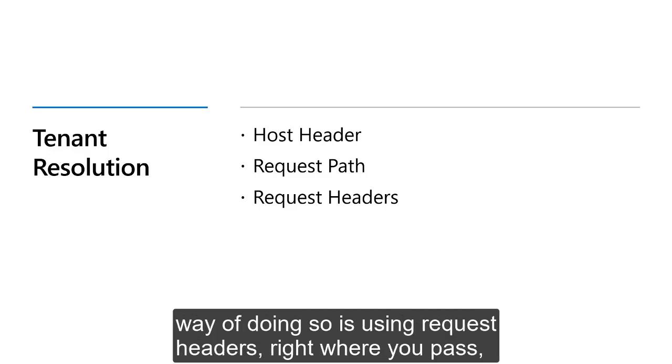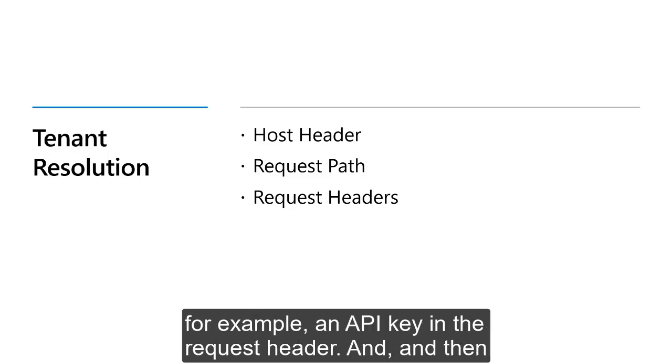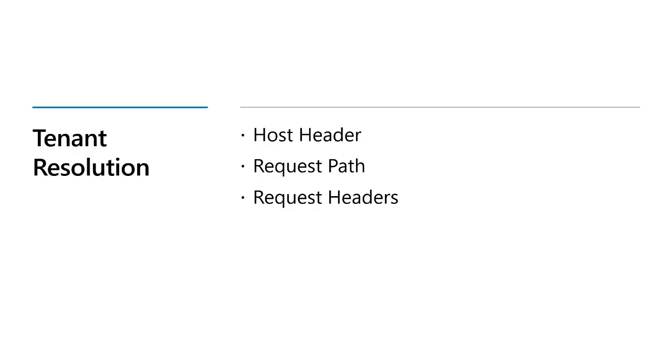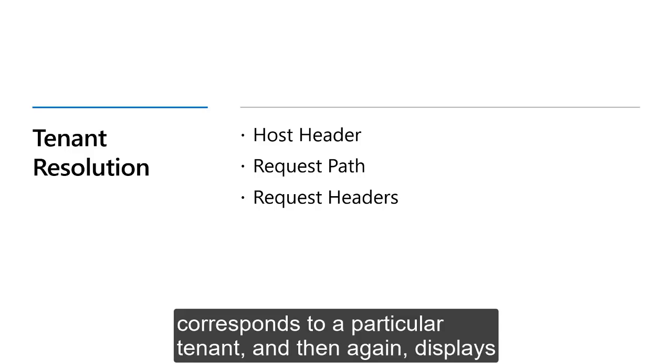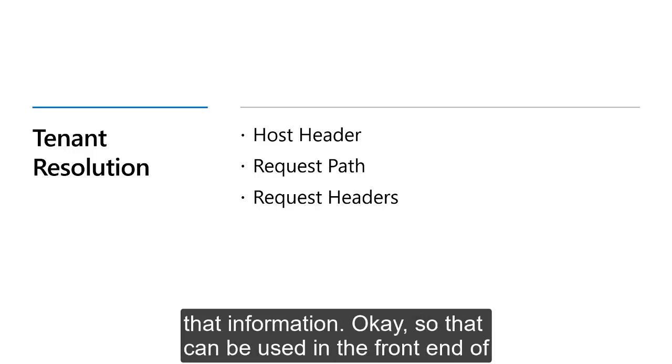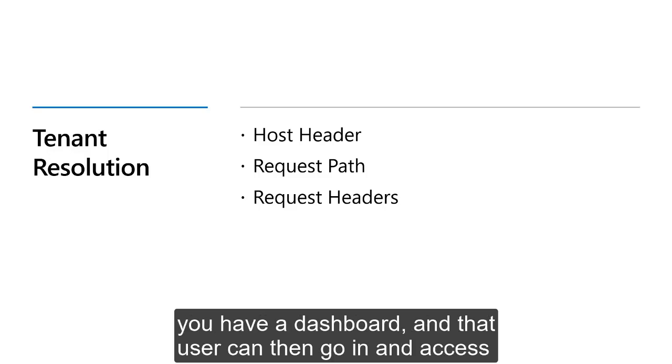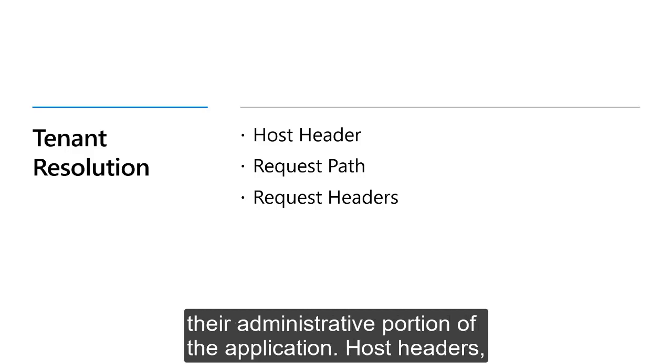Another way of doing so is using request headers, right? Where you pass, for example, an API key in the request header, and then within the catalog database, it knows that that API key corresponds to a particular tenant, and then again displays that information. That can be used in the front end of the application, or it can be used in the back end where you have a dashboard and that user can then go in and access their administrative portion of the application.